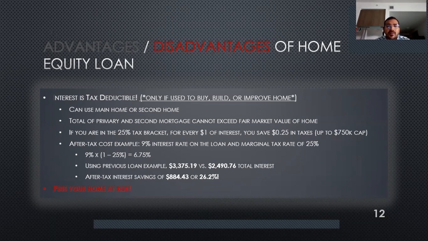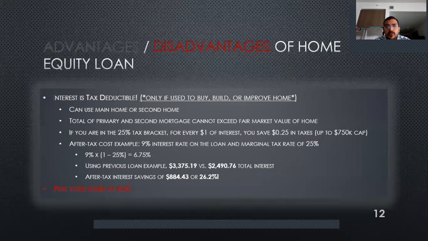So these are the advantages, but what are the disadvantages? We are using our asset as a collateral, which means we're putting our home at risk.